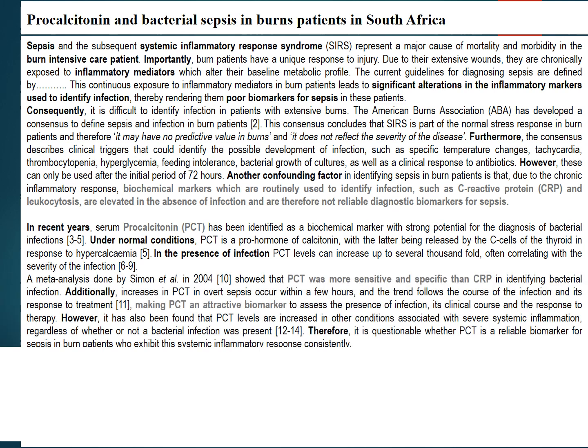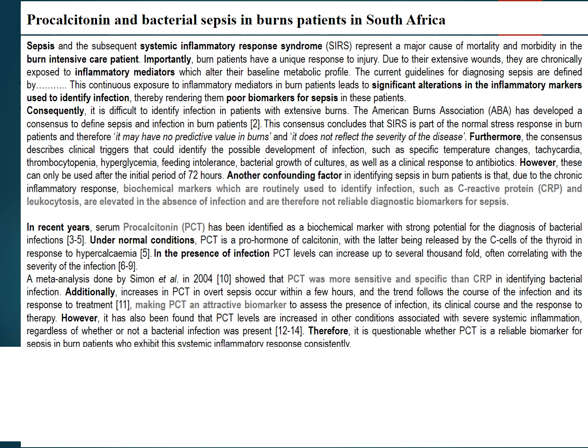So in a meta-analysis done by Simon, so why can Simon be singled out and described alone? Well, because the Simon meta-analysis is very important. The meta-analysis is the strongest evidence in our published literature because it summarizes the studies to date. So Simon can be discussed by itself. He showed that PCT was more sensitive and specific than CRP in identifying bacterial infection.